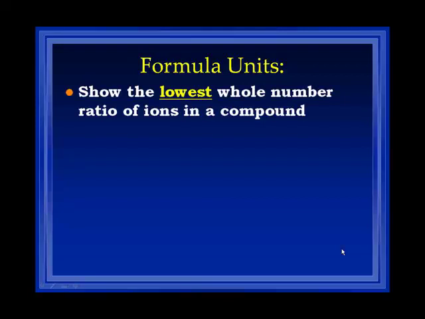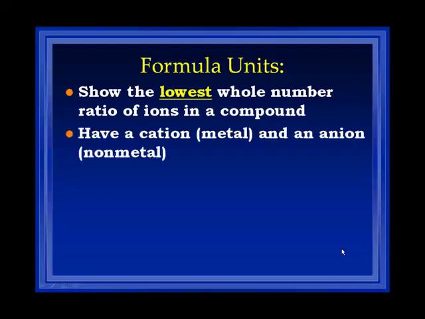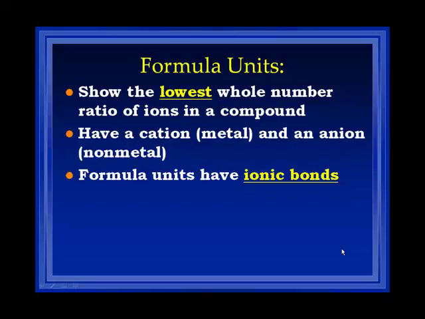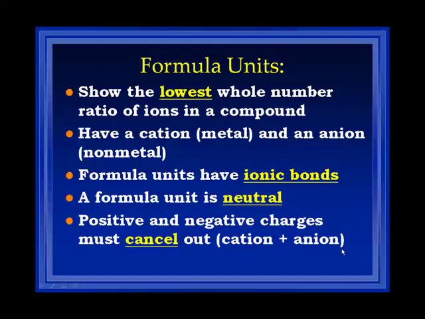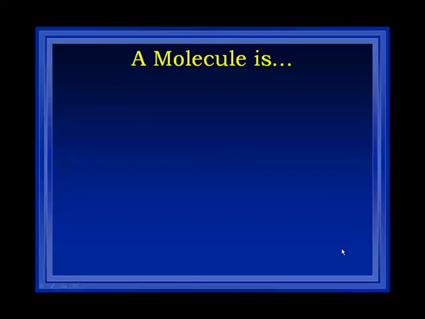Formula units show the lowest whole number ratio of ions in a compound. They're made up of a cation and an anion. The cation's the metal, the anion's the nonmetal. Formula units have ionic bonds, and they're neutral because the cations and the anions cancel each other out perfectly. Okay, so you've got to make sure they cancel out. And that's what you worked on in the last unit. You actually started writing chemical formulas. Now we're going to take that one step further and learn their names.